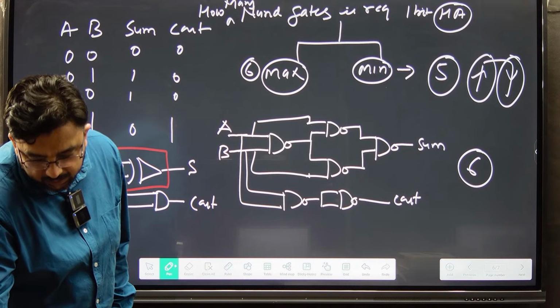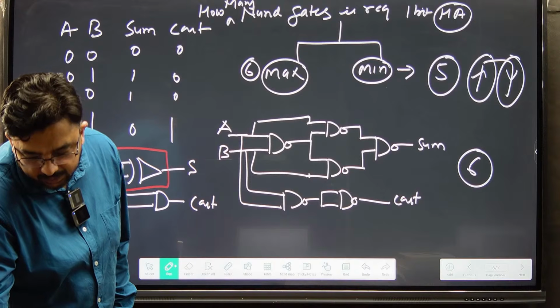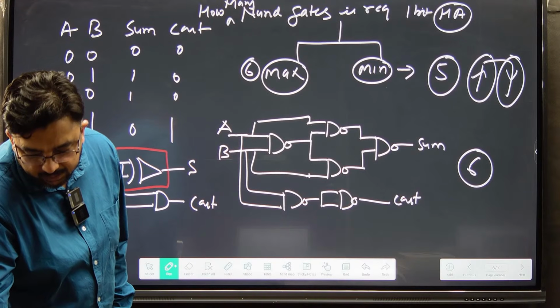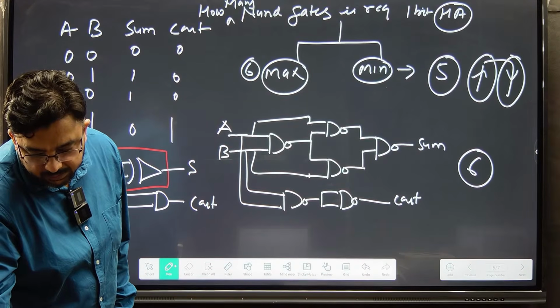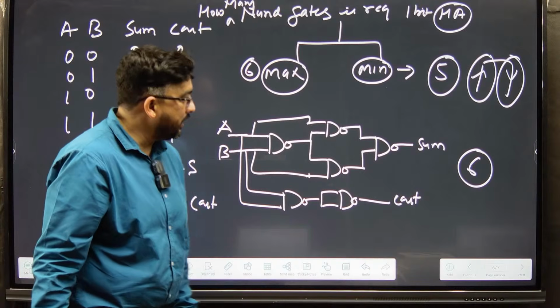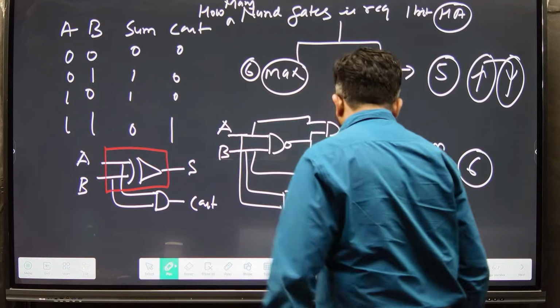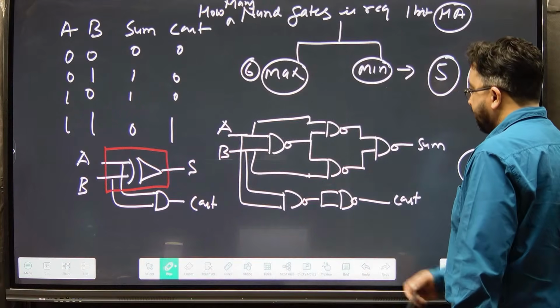NAND and NOR are universal gates, but there are others that are also universal. I didn't understand your doubt, what you want to say. Okay, you can talk to me here later on.